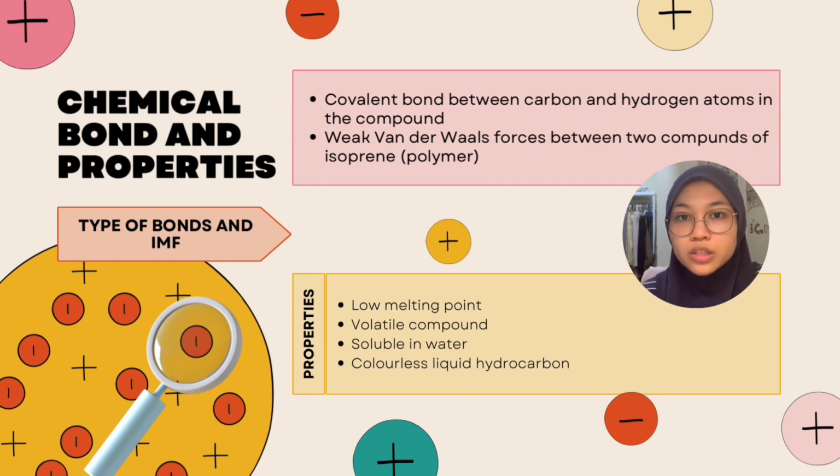So why does isoprene have a low melting point and is a volatile compound? This is because of the intermolecular forces that exist in the molecule. In this molecule, the only force that exists is the van der Waals force. Van der Waals force is a force between two molecules of isoprene. These weak forces cause this compound to have a low melting point and be a volatile compound.